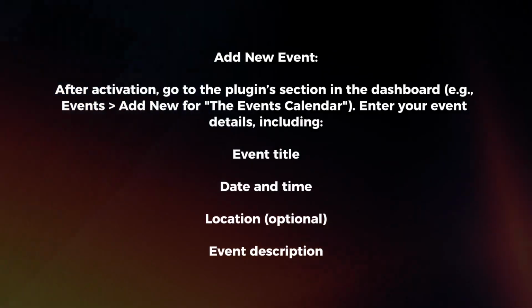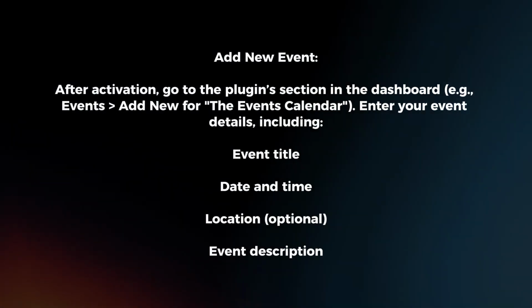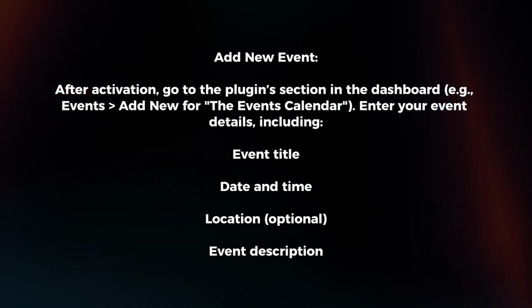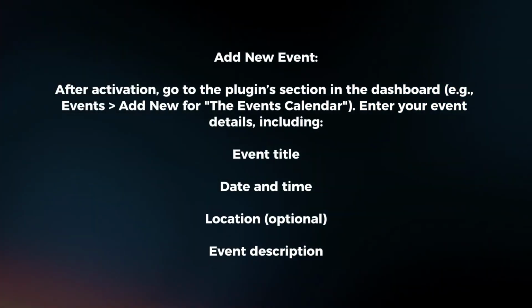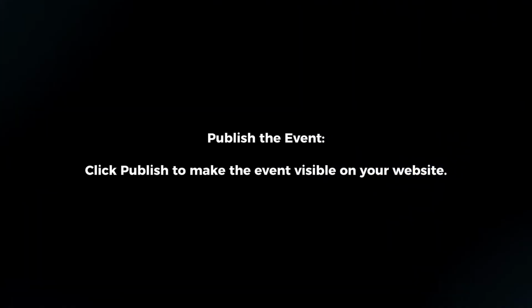Add new event. After activation, go to the plugin section in the dashboard. Enter your event details, including event title, date and time, location, event description. Publish the event. Click Publish to make the event visible on your website.